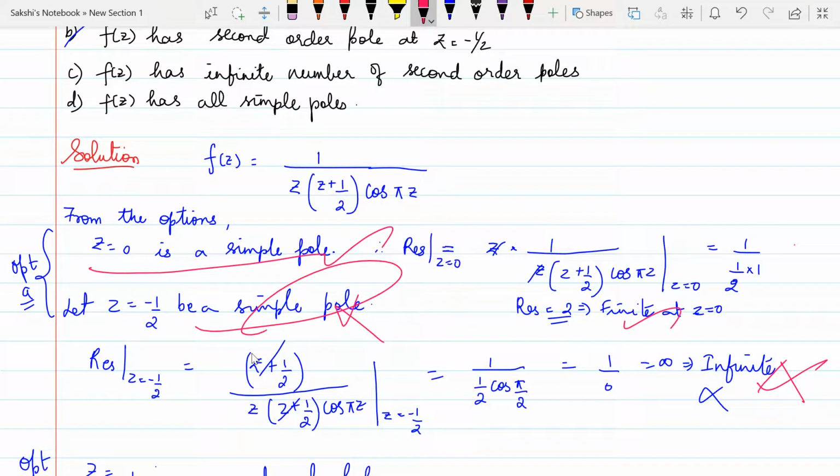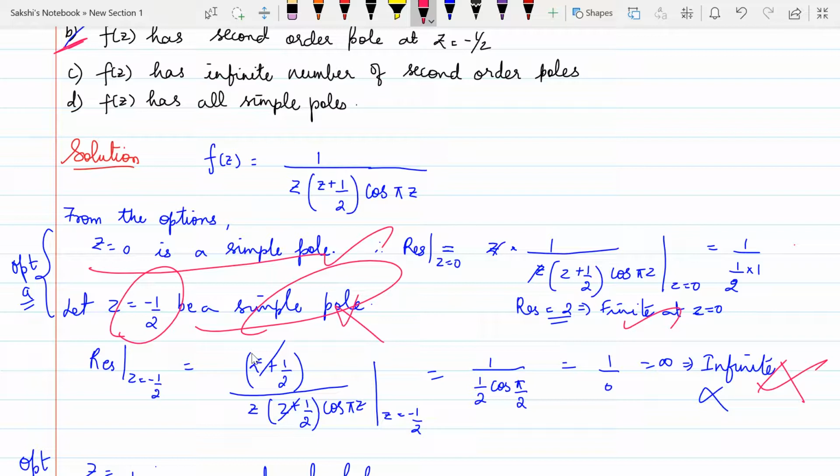So if you see, option C says that f of z has an infinite number of second order poles. We do not know that. We cannot find it, so we can just take that option out. Next is option D: f of z has all simple poles. No, because I have tested z is equal to minus half and this is obviously not a simple pole. So I can say that option B could be right: f of z has a second order pole at z is equal to minus half.